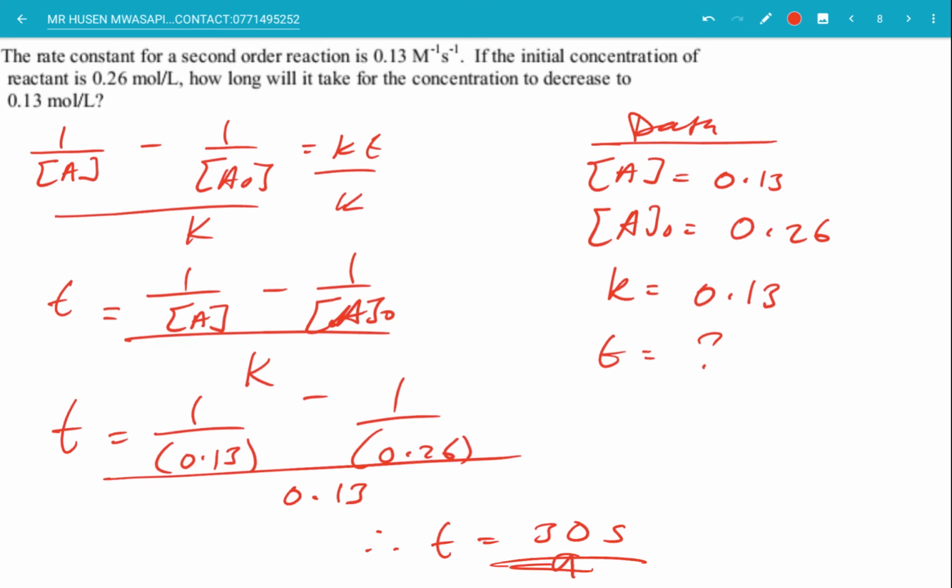Alright, so this is just a quick recap on integrated rate laws and kinetics.